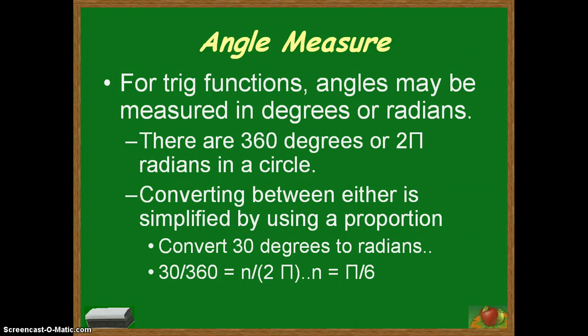Converting between either is simplified by using a proportion. Let's say we want to convert 30 degrees to radians. What I do is I say, okay, I've got the ratio of 30 is to 360 as n is to 2 pi. Solve that proportion for n, and you get n equals pi over 6. I know that pi is 180 degrees, and 180 divided by 6 would be 30.